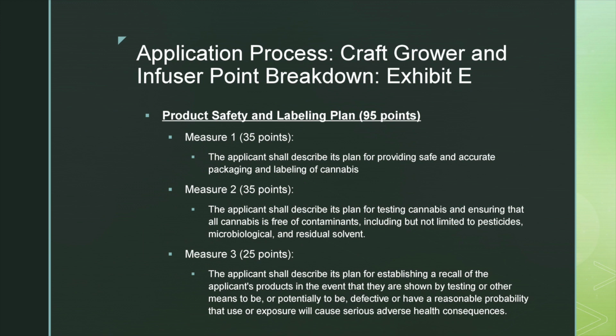Measure 3, an additional 25 points, asks that the applicant shall describe its plan for establishing a recall of the applicant's products in the event that they are shown by testing or other means to be potentially defective or have a reasonable probability that use or exposure will cause serious adverse health consequences.